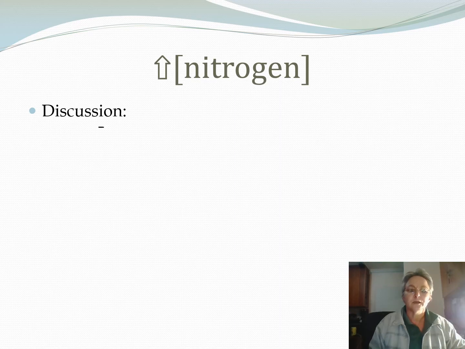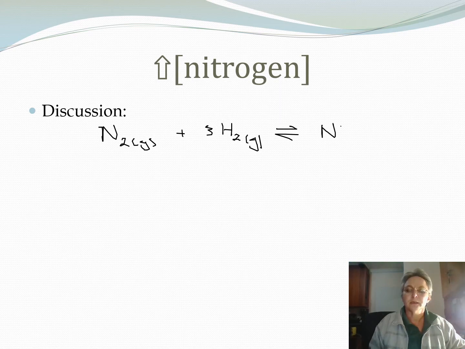We have nitrogen reacting with hydrogen, 3 moles of hydrogen for every mole of nitrogen, and that forms ammonia, and this reaction mixture is in equilibrium.